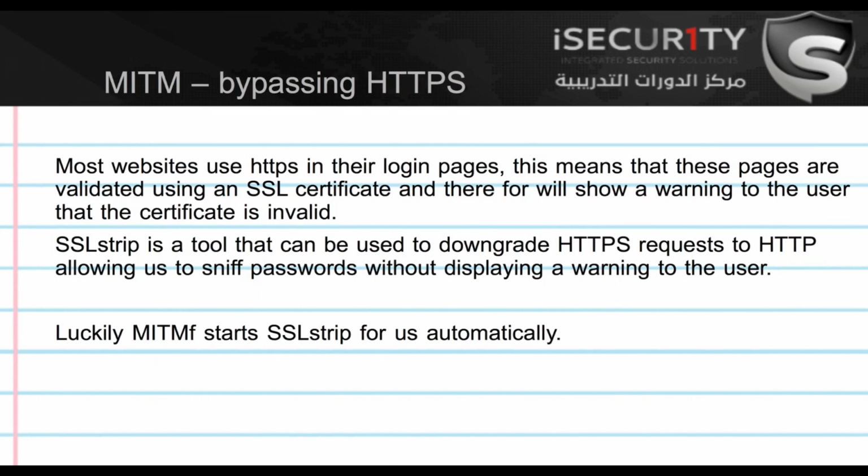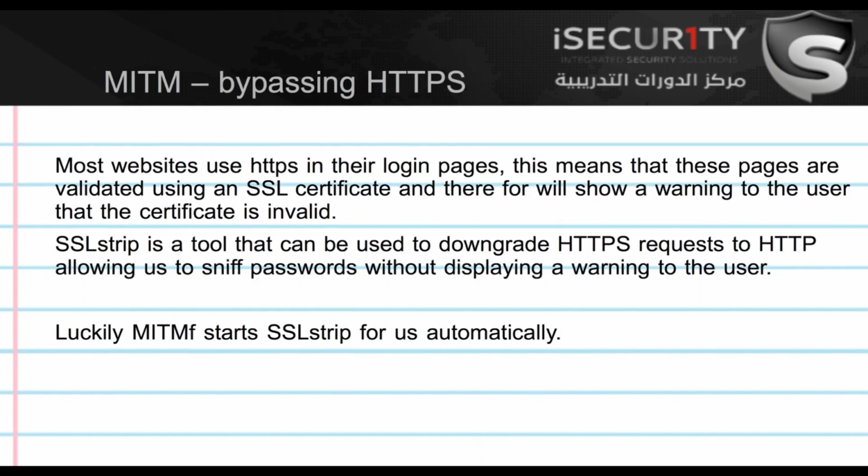So, what we're going to do, we're going to use a tool called SSL strip, which will downgrade any HTTPS request to HTTP. So, whenever the target person tries to go to https.hotmail.com, for example, then they'll be redirected to HTTP of hotmail.com. Let me show you first.